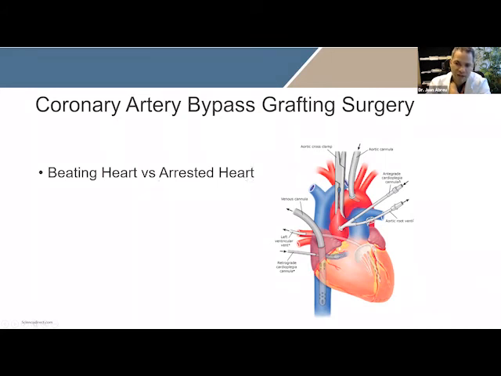What does that mean? That we're going to put a little clamp here to block the blood flow to your heart. We give a special medication through this one that is going to cool it off, and it's going to decrease the metabolic requirements.